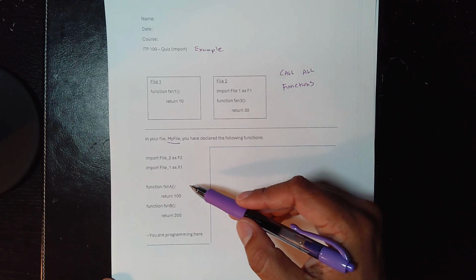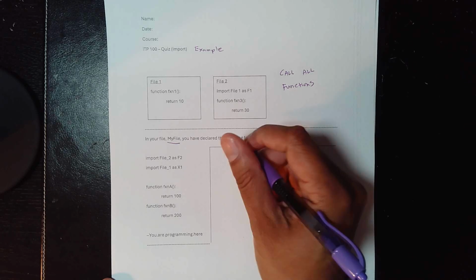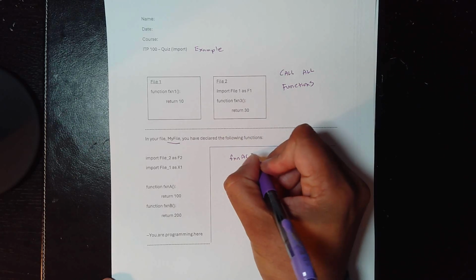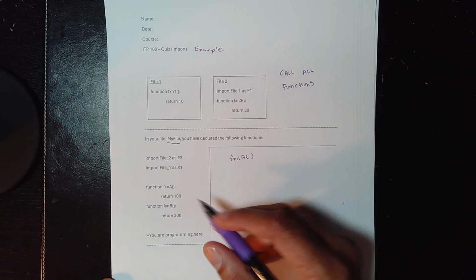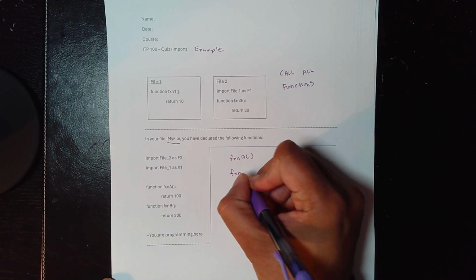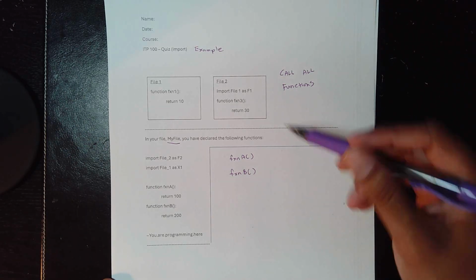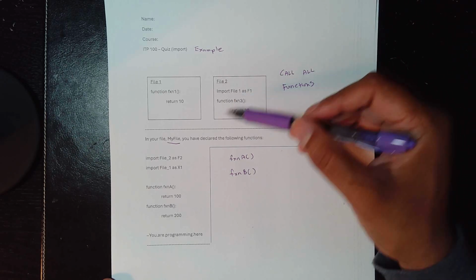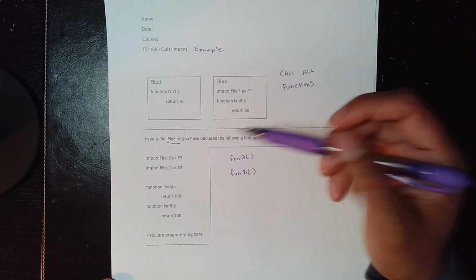Okay, so we are here in my file, so let's call function A. Well, how do you call function A? Function A is here, right? I call function A. How do I call function B? Function B is here, right? It's pretty straightforward, okay?